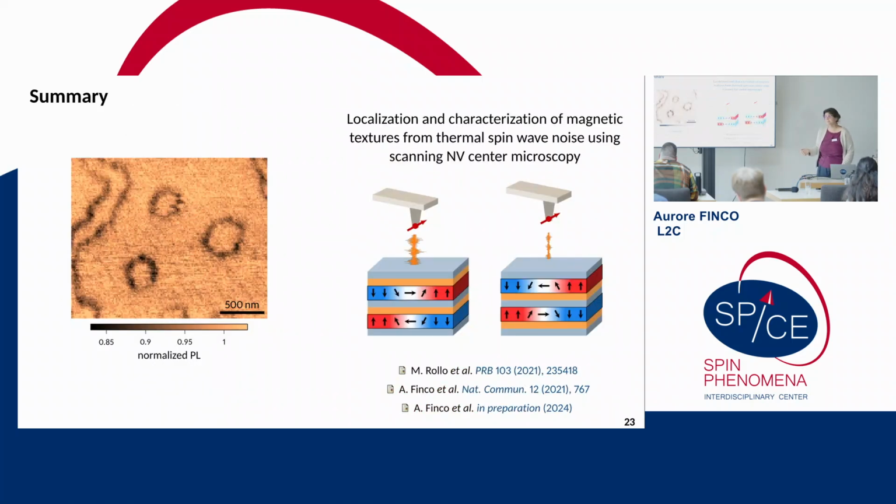This brings me to the end. So I've shown you how you can localize and actually even characterize magnetic textures, just looking at the thermal noise coming from spin waves that are excited in your sample at room temperature. And you actually can just look at the PL emitted by the NV center. Nothing fancy. You don't even need microwave. It's a very, very simple experiment.